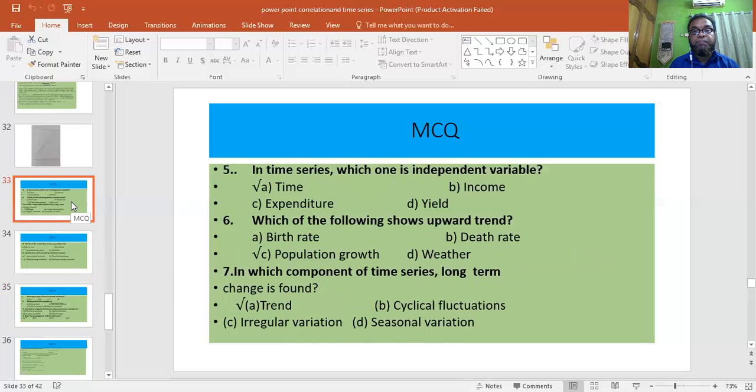Number 5. In time series, which one is independent variable? Time, income, expenditure, yield. Time is independent variable. So the answer is time.